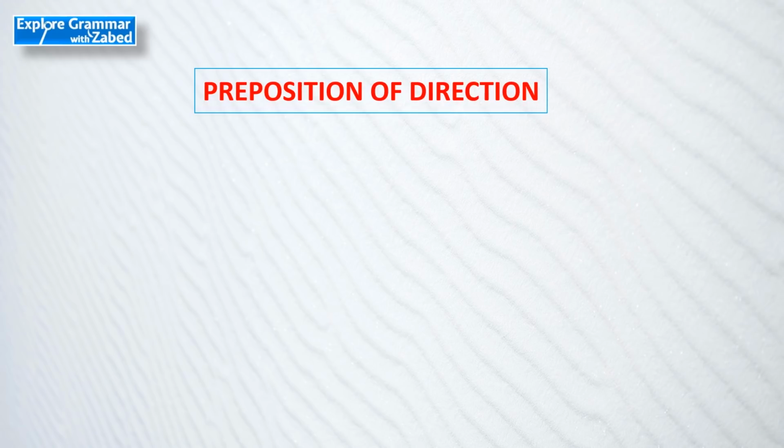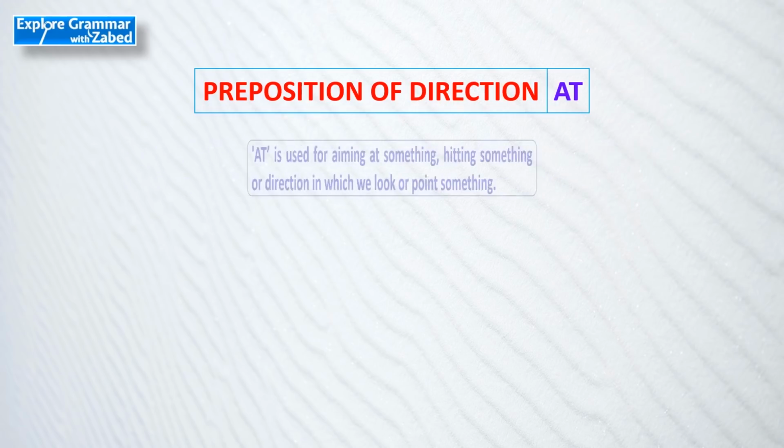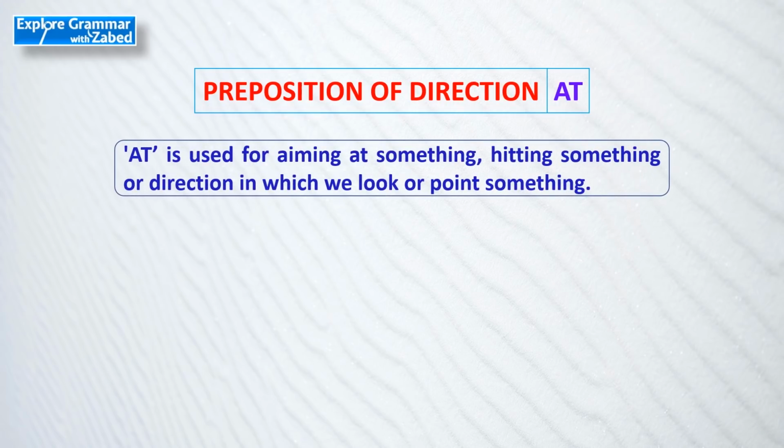Now let's discuss at as a preposition of direction. Preposition at gives an idea of aiming at something, hitting something, or the direction in which we look or point something.